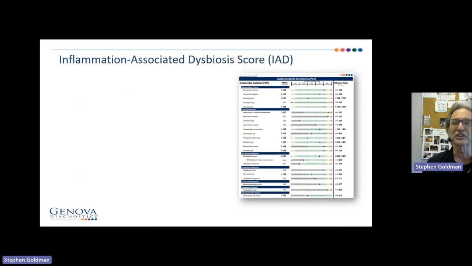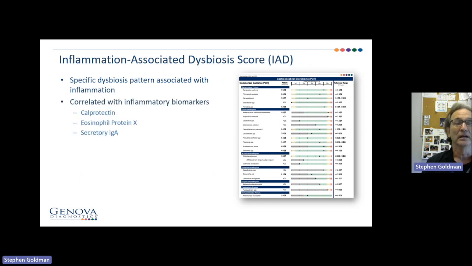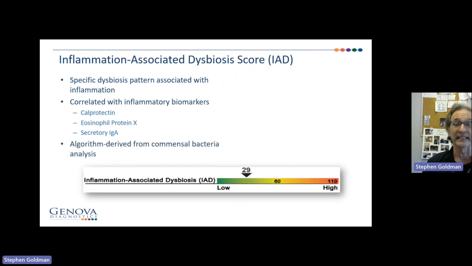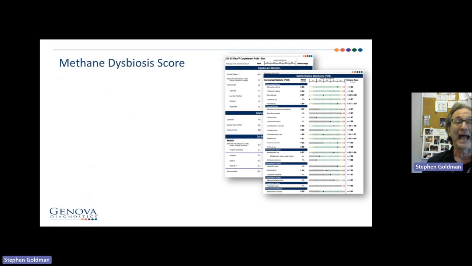So the inflammation-associated dysbiosis score is a pattern associated with inflammation that we see play out on this page of commensal bacteria. It's correlated with CalPro, eosinophil protein X, and secretory IgA. It's an algorithm. And then the second study was the methane dysbiosis score, which is really kind of fascinating.